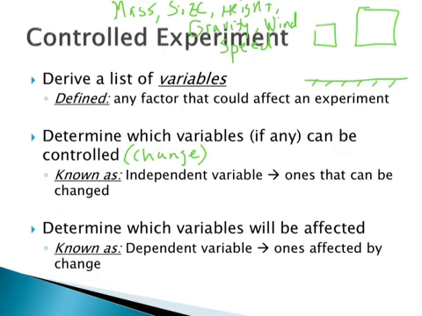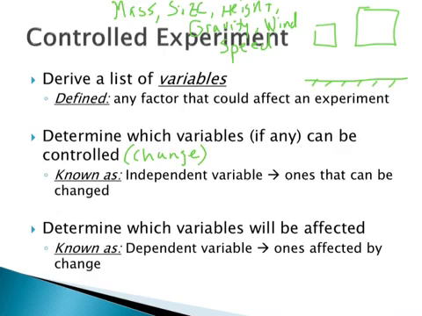Any variable that I can change is known as an independent variable. It's one that you can change. And that's usually the one that, in any lab, we are going to alter to see if it affects something else. This is known as the independent variable.